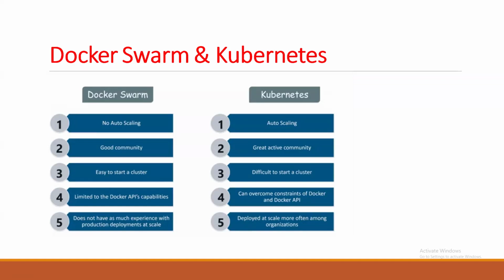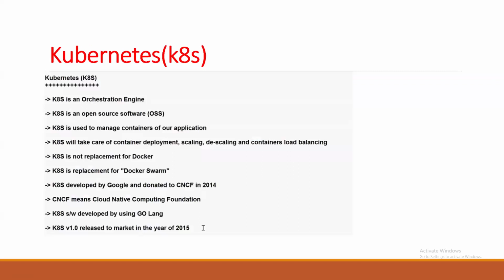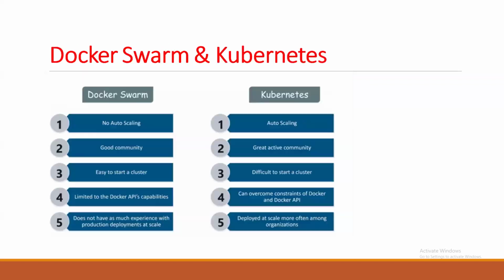Docker Swarm and Kubernetes are both Docker container orchestration tools. But why is Kubernetes popular? Kubernetes is a replacement for Docker Swarm because Docker Swarm has some drawbacks, while Kubernetes has some advantages.